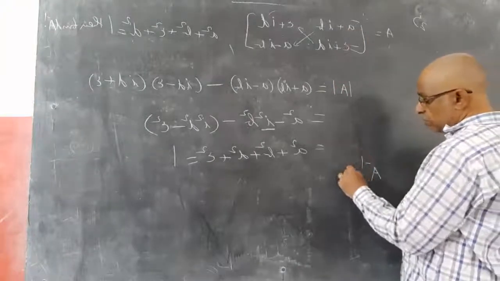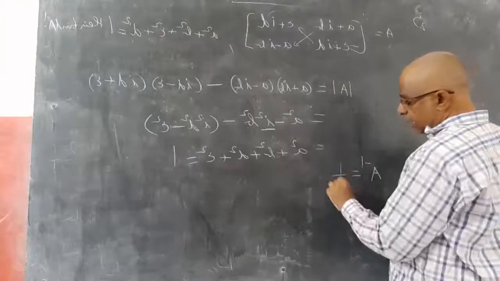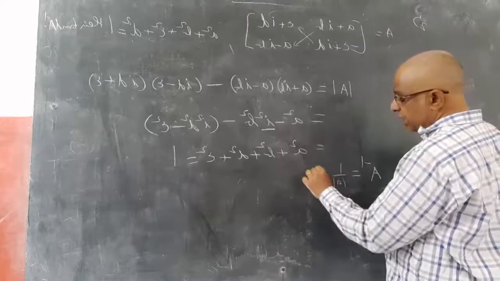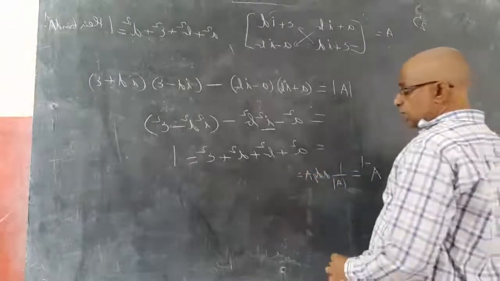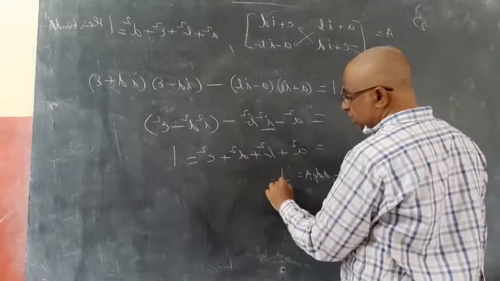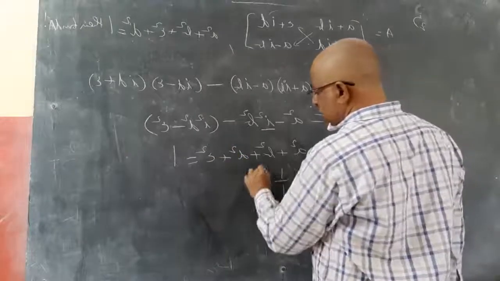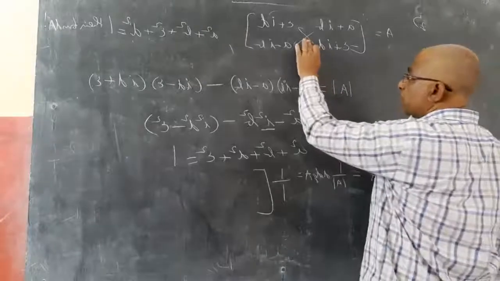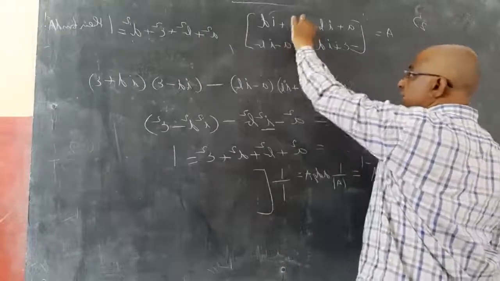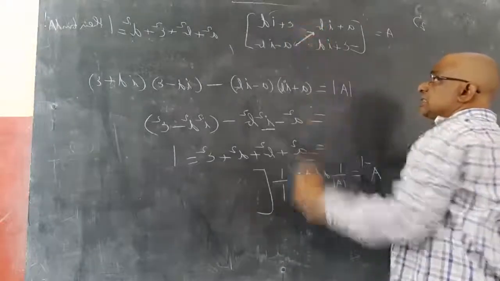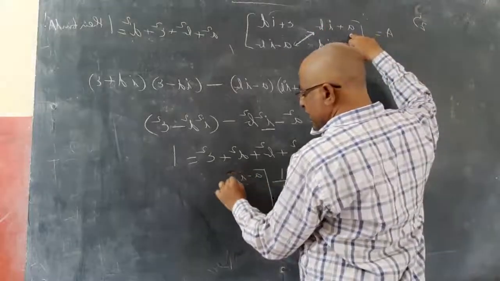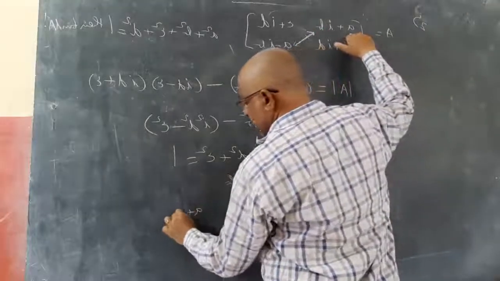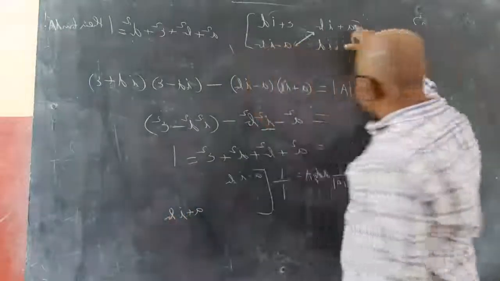A inverse equals 1 by det A into adjoint A. For this I told you the shortcut. Det A we already found, so this is 1 by 1 into adjoint A. For a 2 by 2 matrix, for adjoint A, interchange these two, I told you. Means here I can write a minus ib and here I can write a plus ib, if you interchange the principal diagonal.